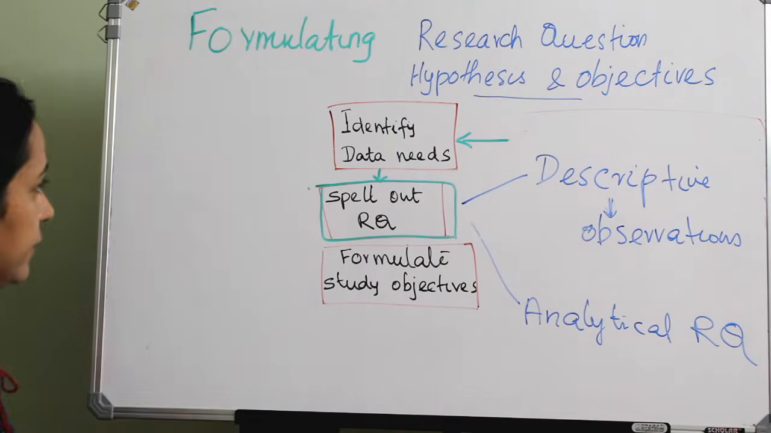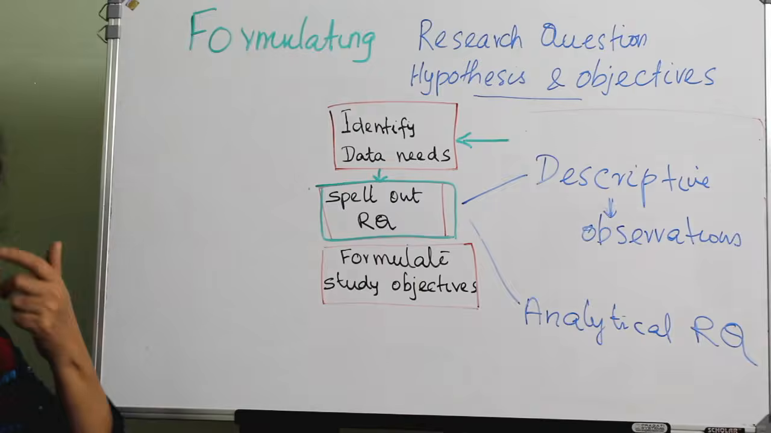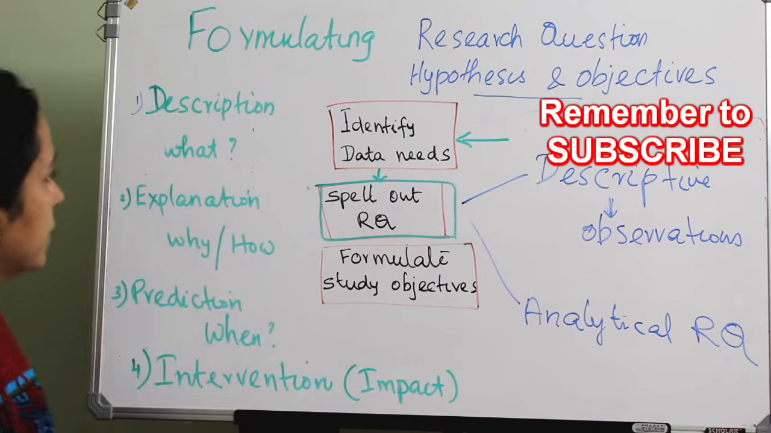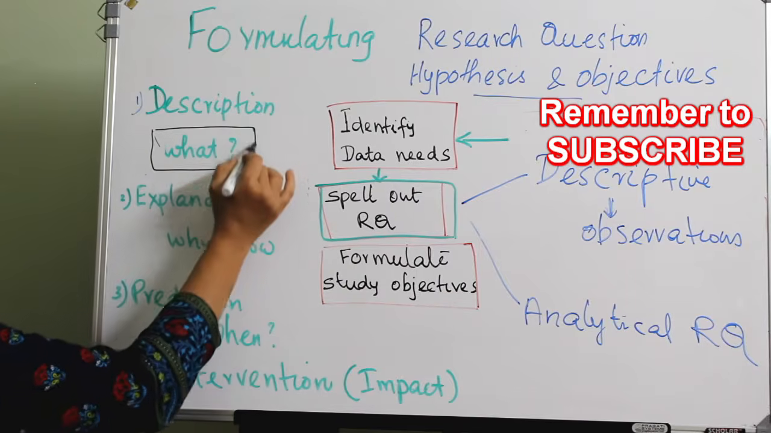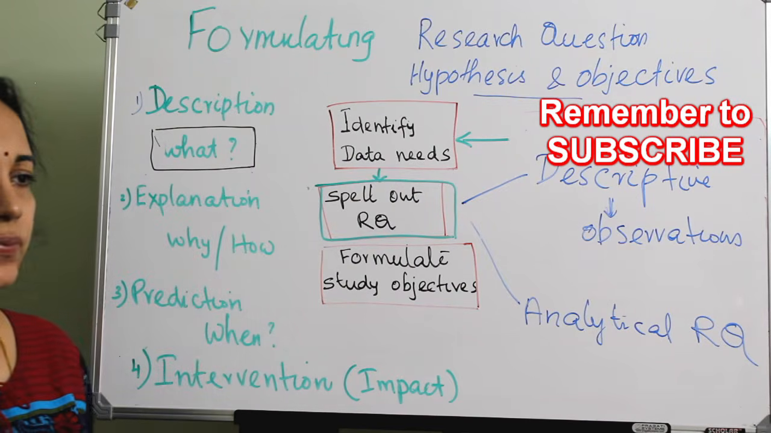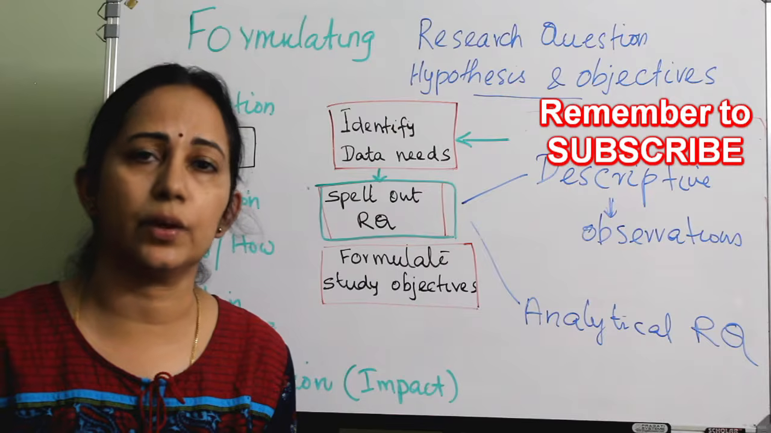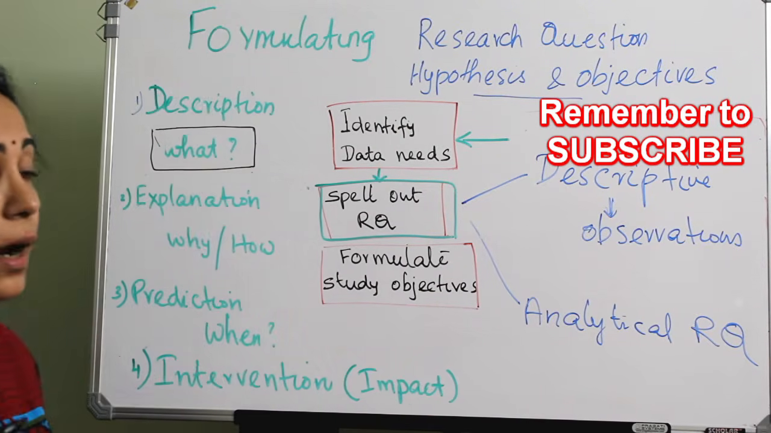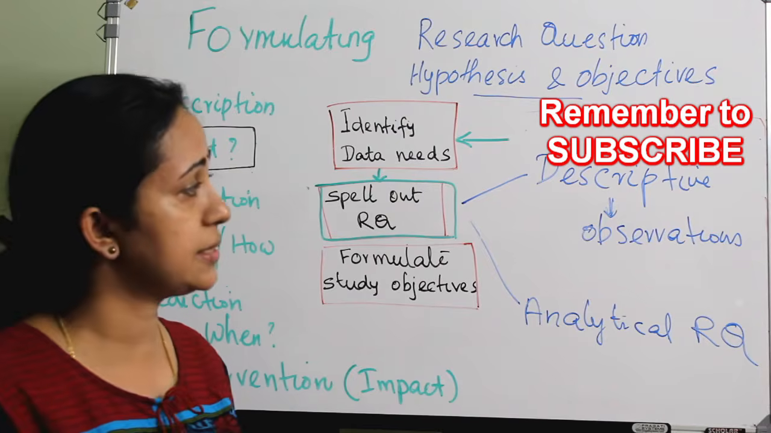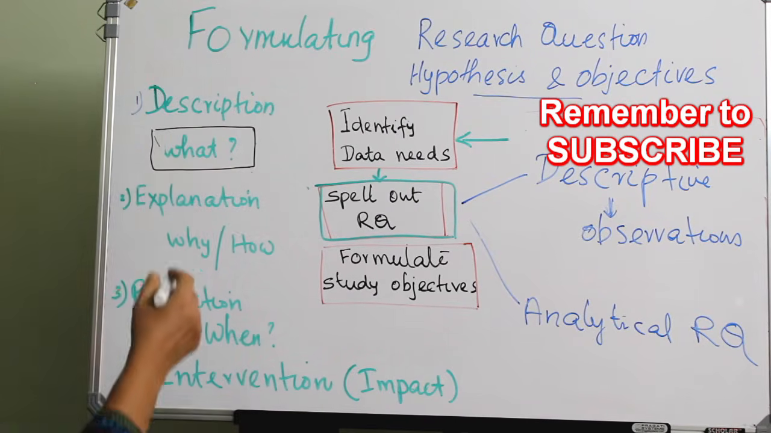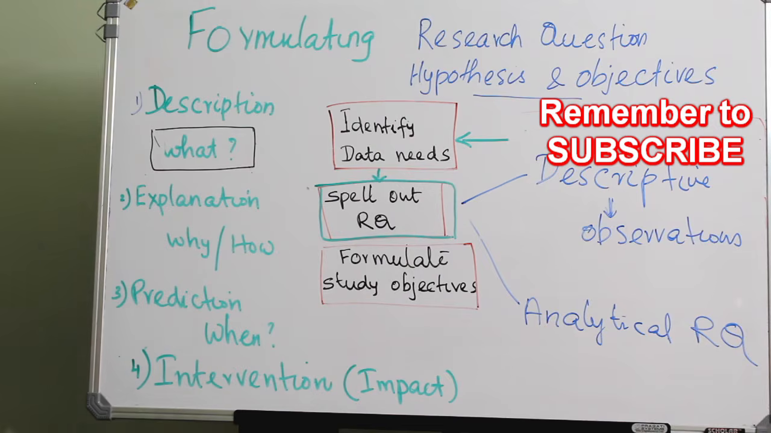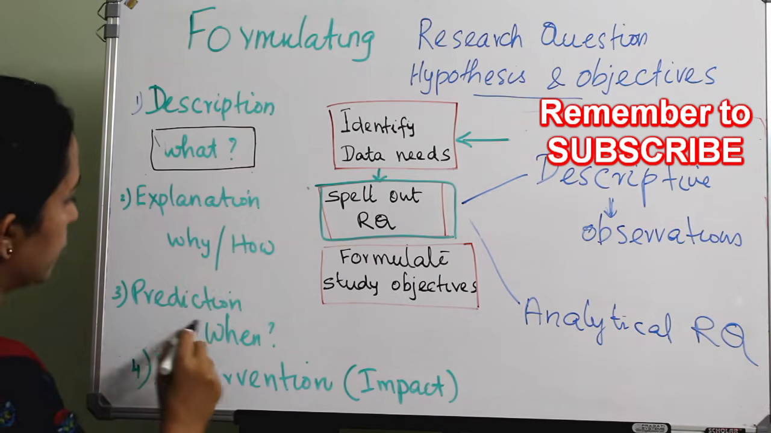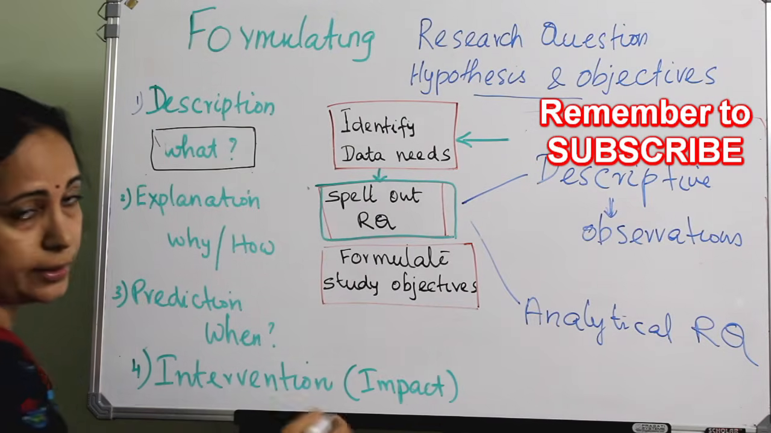But for the practical side, we have different types of questions. The descriptive research questions made from an observational study usually start with what. We just want to find out what is the relationship or what are the characteristics or what is the outcome of such and such population. So descriptive research questions usually start with what, and explanation, and also prediction or intervention are all analytical research questions.